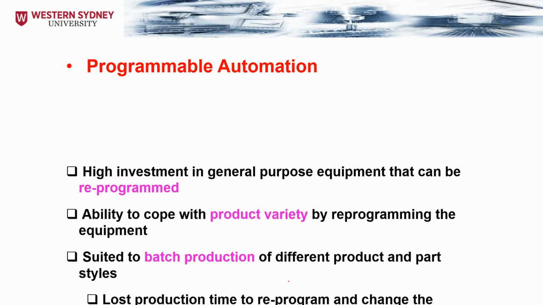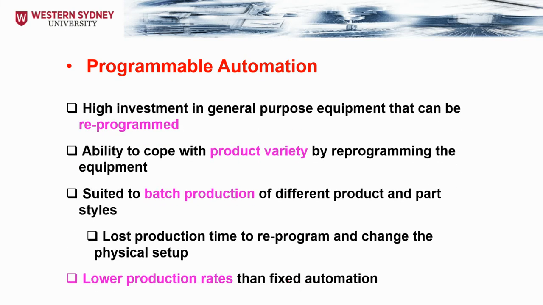Now, in programmable automation, we're going to have once again a high investment in general-purpose equipment that can be reprogrammed. The ability to cope with product variety by reprogramming the equipment is suited for batch production, because we can simply change the program after finishing the first batch. Then we can change the setup, change the program, and manufacture another type of material or another model of the product for a certain batch.